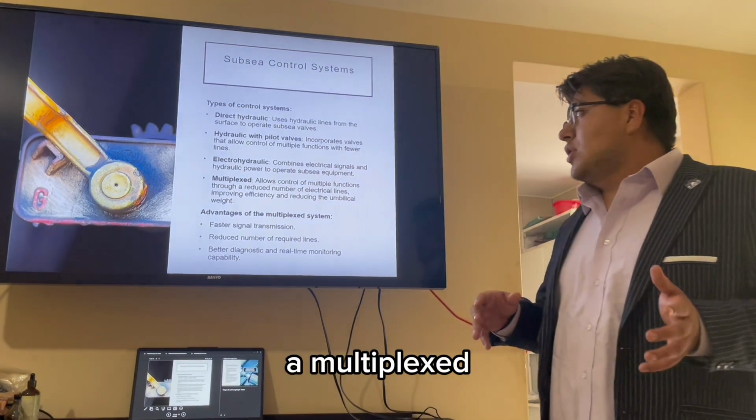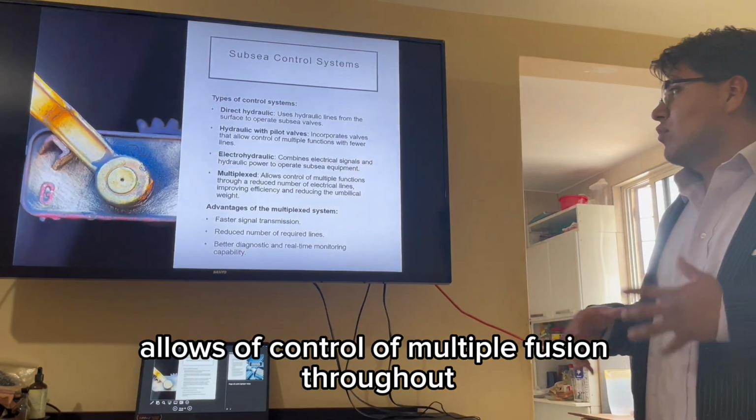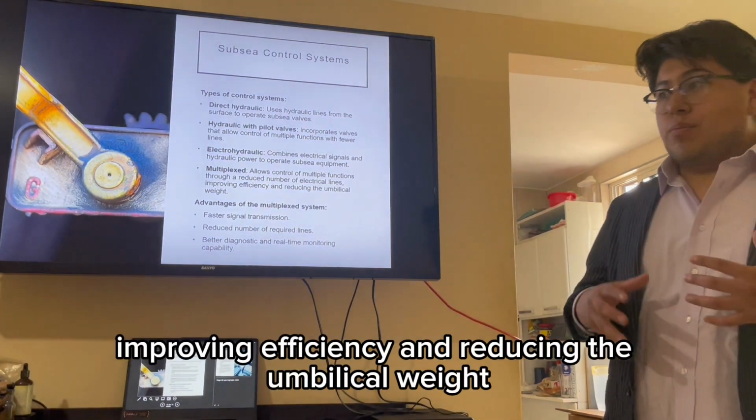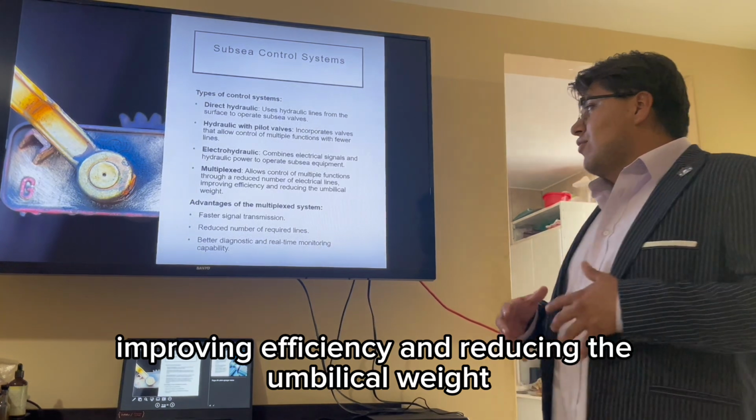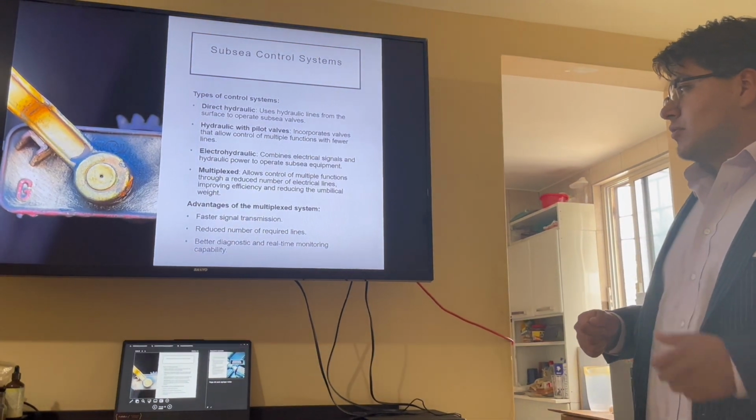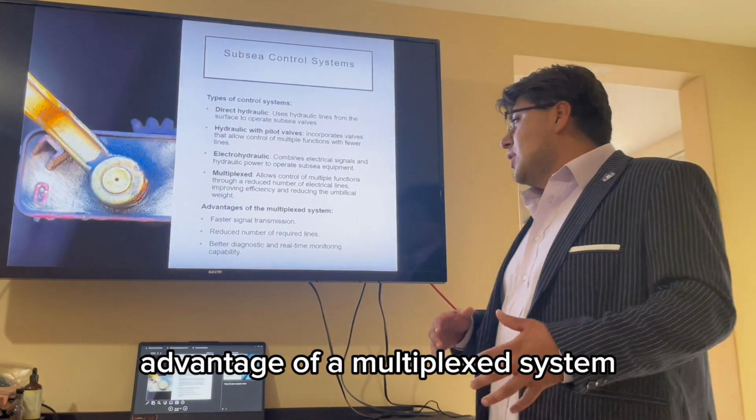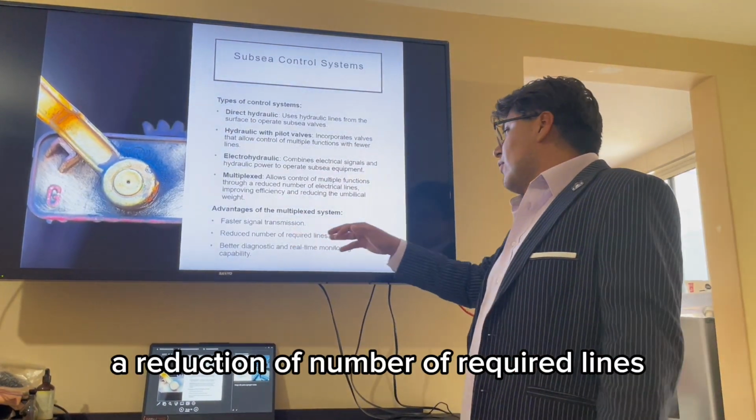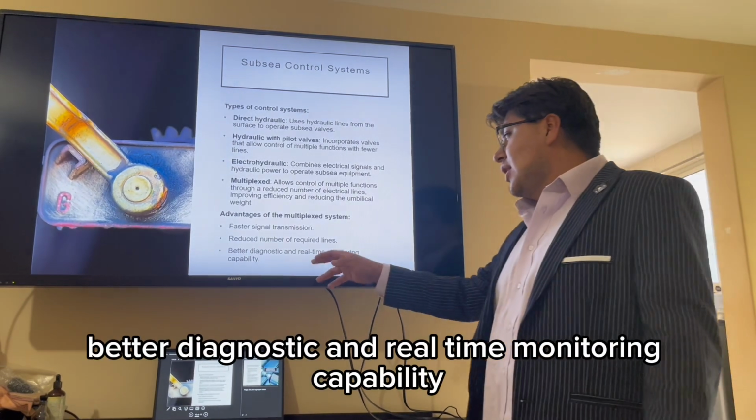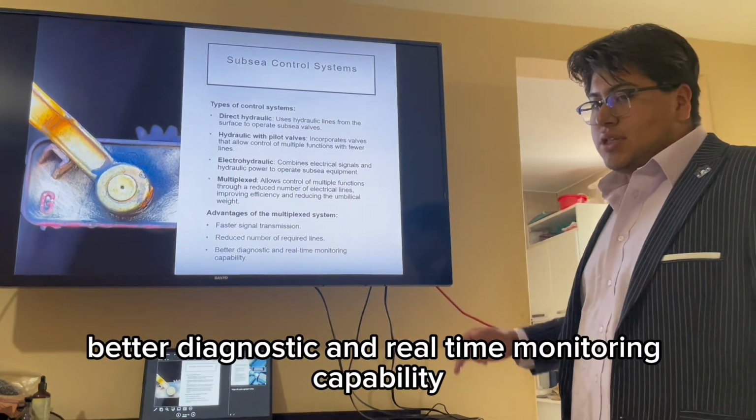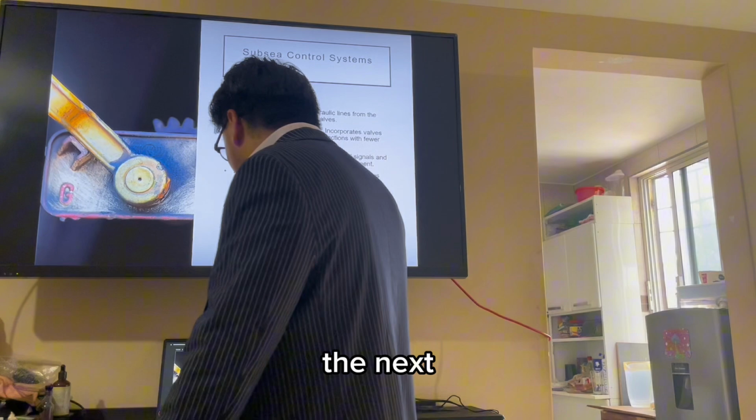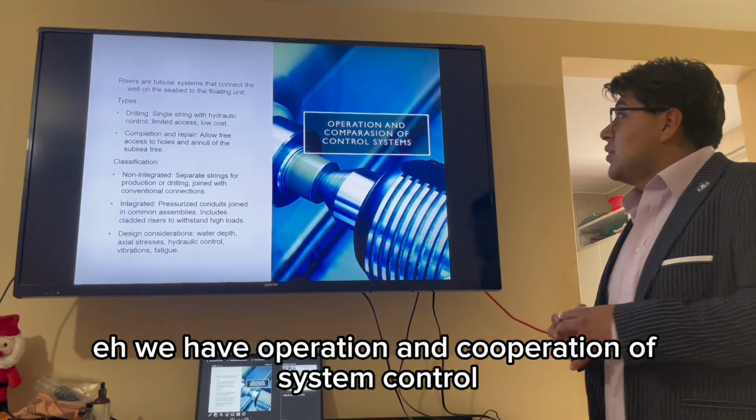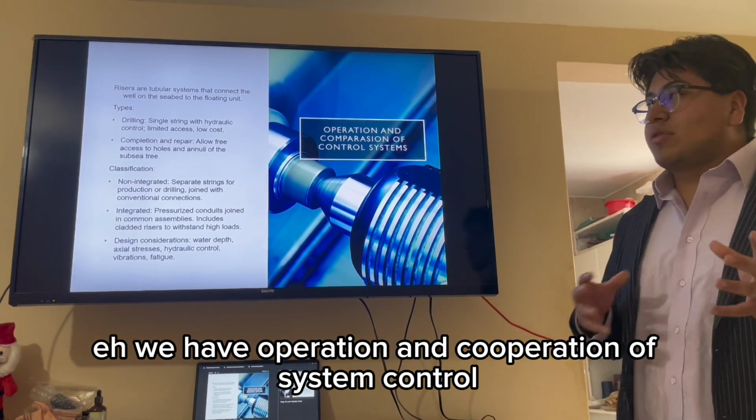A multiplexer allows control of multiple functions through a reduced number of electric lines, improving efficiency and reducing the umbilical weight. Advantages of the multiplexer system: faster signal transmission, reduced number of required lines, better diagnostic and real-time monitoring capability. The next, we have operation and comparison of control systems.